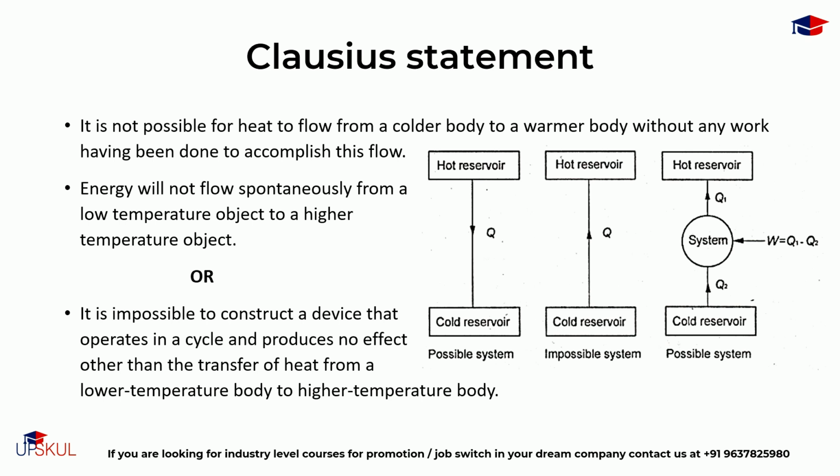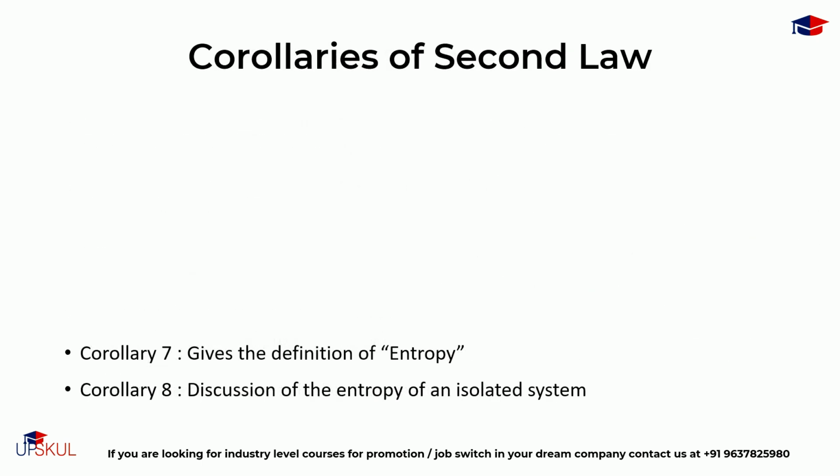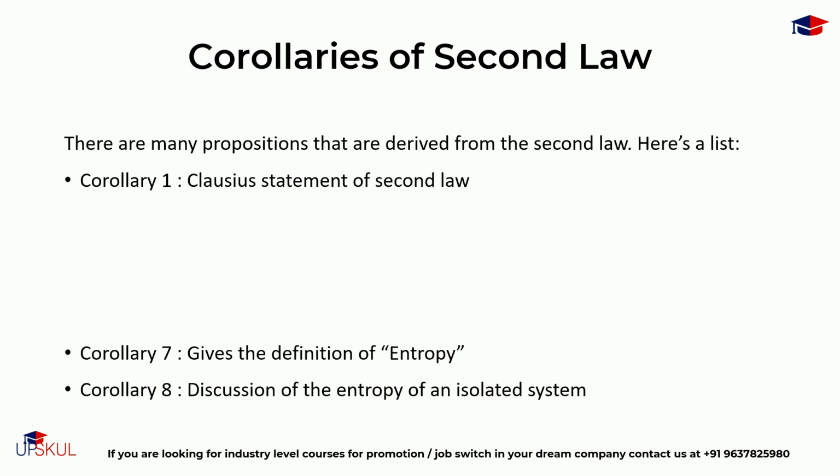We can simply say that it is impossible to construct a device that operates in a cycle and produces no other effect than the transfer of heat from a lower temperature body to a higher temperature body. There are many propositions that are derived from the second law, and this is the list of them.